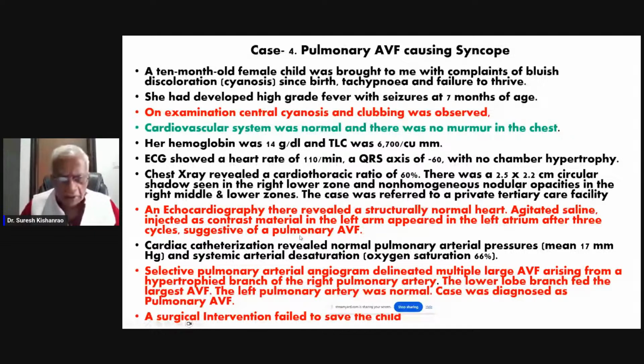Cardiac catheterization revealed normal pulmonary arterial pressures and systemic arterial desaturation. Selective pulmonary arterial angiogram delineated multiple large AVF arising from a hypertrophied branch of the right pulmonary artery. The lower lobe branch fed the largest AVF and the left pulmonary artery was normal. The case was diagnosed as pulmonary AVF. Unfortunately, we could not save the child despite a surgical intervention.